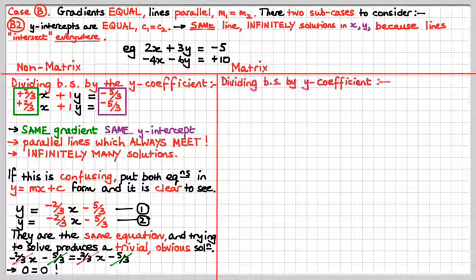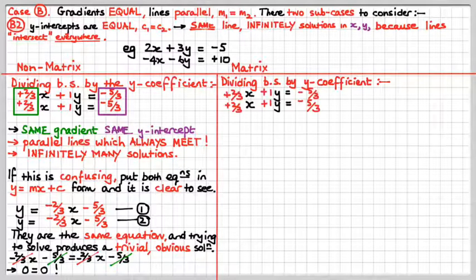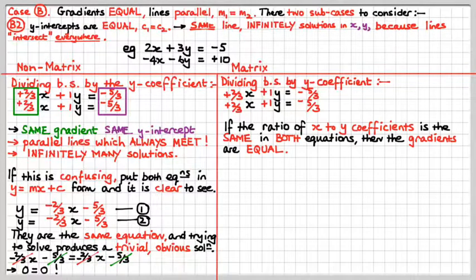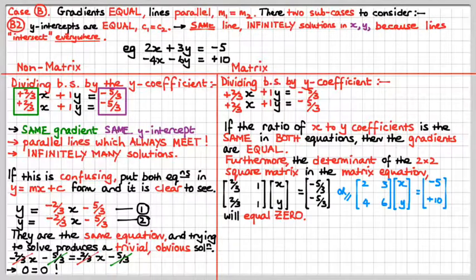Let's do the matrix way now. Again, dividing both sides by the y coefficient just to get a handle on what's going on. You can see that the ratio of the x to the y coefficients is the same in both equations, which it is, so the gradients are equal, right?